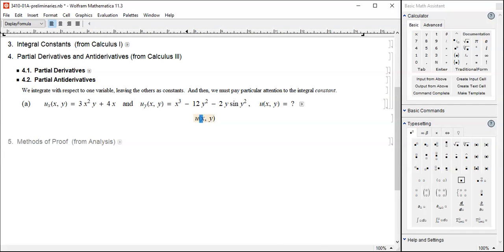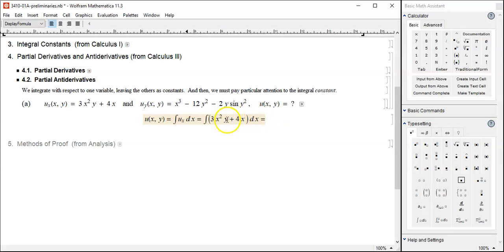Let's do the same thing here. U of x comma y is gonna be the integral of u sub x dx. And what is u sub x? It's given here. And let's calculate this antiderivative, all right?